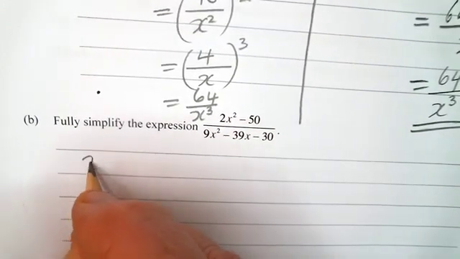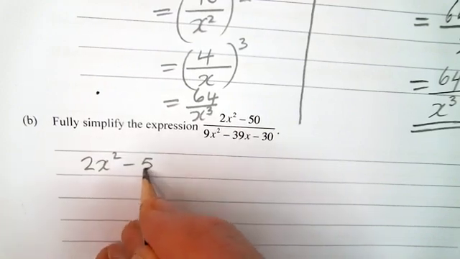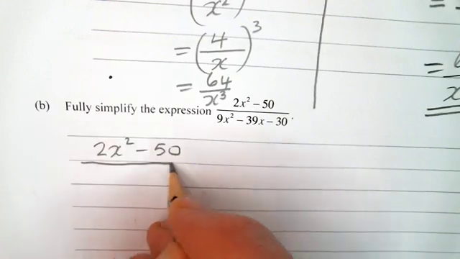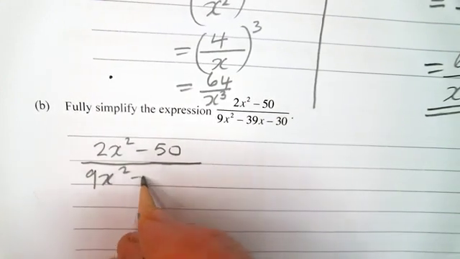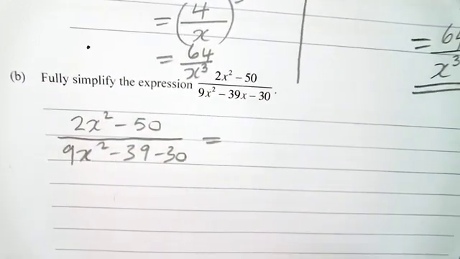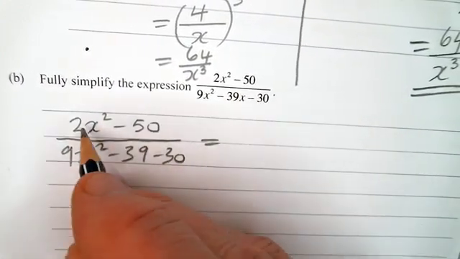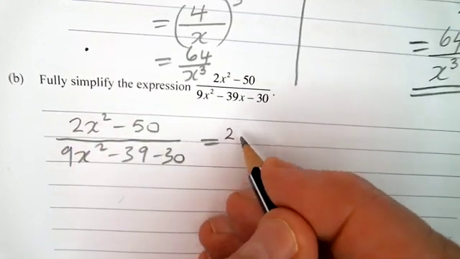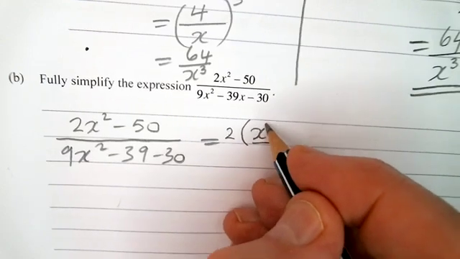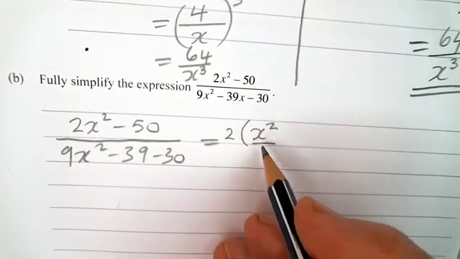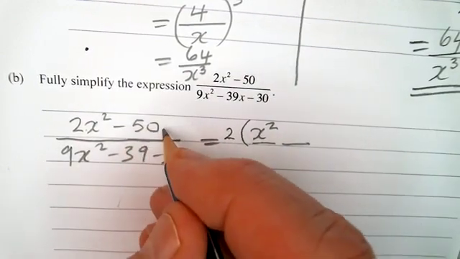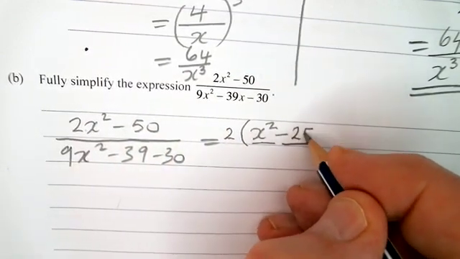So if I've got 2x squared minus 50, and I take the 2 outside the bracket, I'll write the whole thing out actually, which is 9x squared minus 39x minus 30. So I'll really do both things at once, but I think you'll see the way this is panning out. First of all, I'm going to put the 2 outside the brackets. What times 2 makes 2x squared? That's going to be an x squared. And what times 2 makes negative 50? It's going to be a negative 25.